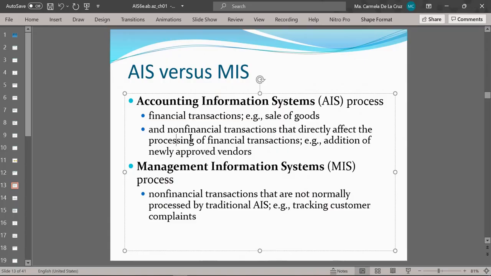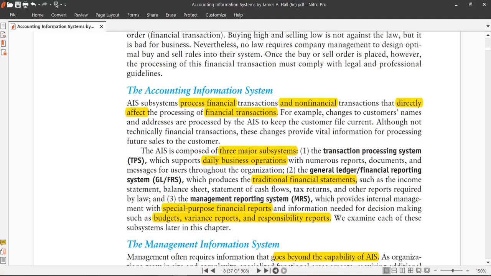So, ulitin natin lang, no? Gusto nating i-highlight ano ba yung non-financial transactions that are processed by the AIS as compared to the non-financial transactions that are being processed by the MIS. So, una, financial transaction, clear sa atin yan. How about non-financial transaction? Pero guys, pakitake note ano. Ang sabi dito, non-financial transactions that directly affect the processing of financial transactions. So, example, addition of newly approved vendors.